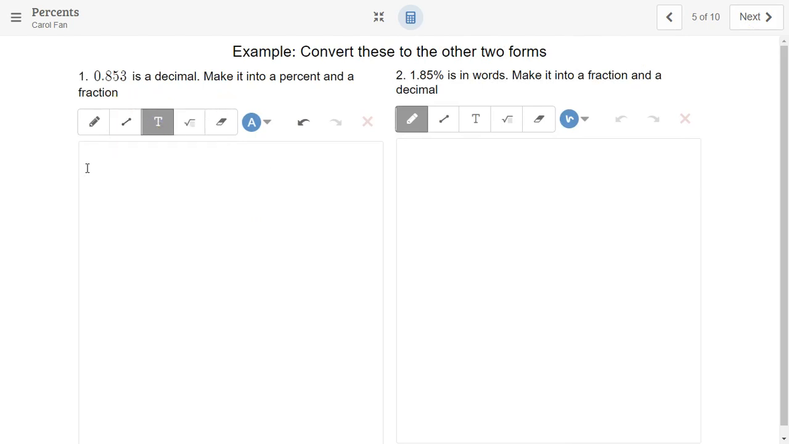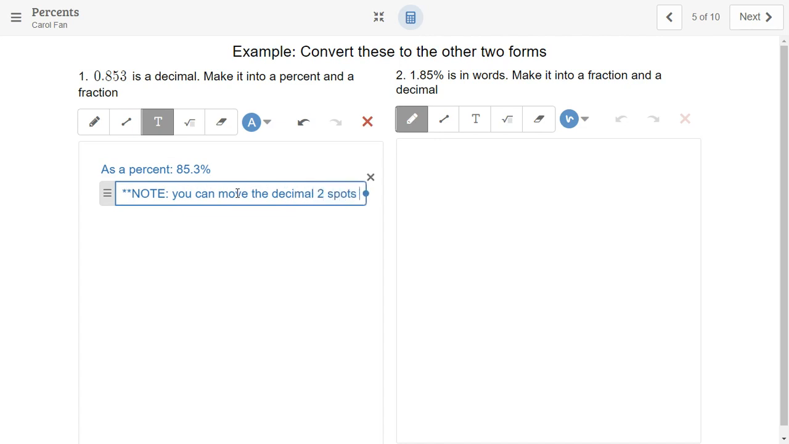Okay, so 0.853 as a percent, we're going to multiply it by 100. In other words, we're moving the decimal 2 spots to the right. So 85.3%. Here's a side note: you can move the decimal 2 spots right. This is the same as multiplying it by 100.